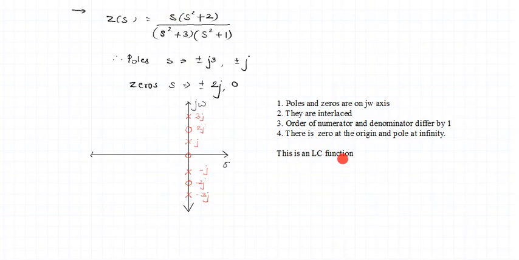The moment we see poles and zeros on the j omega axis, we can conclude that it is an LC function, because for RL and RC, the poles and zeros must be on the negative real axis, right? But if the poles are on the j omega axis, we can definitely conclude that the given function is an LC function. So this way, with the properties of RL, RC and the properties of LC, we can quickly identify whether the function belongs to RC, RL or LC.